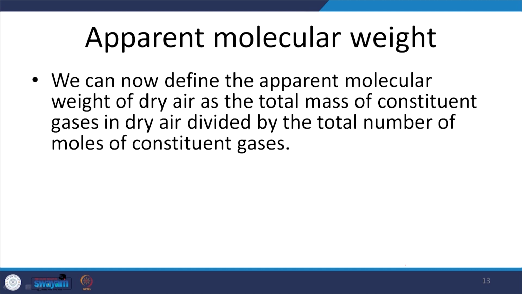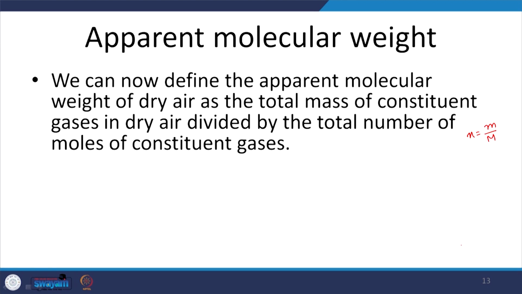Previously, the idea of molecular weight was with the assumption that whenever you talk about a gas system, it is a single species gas, but here we have a mixture of gases. So, we can now define the apparent molecular weight of dry air as the total mass of constituent gases in dry air divided by the total number of moles of constituent gases. Understand? The number of moles is the weight divided by molecular weight. Generally we write it as small m, weight, divided by molecular weight.